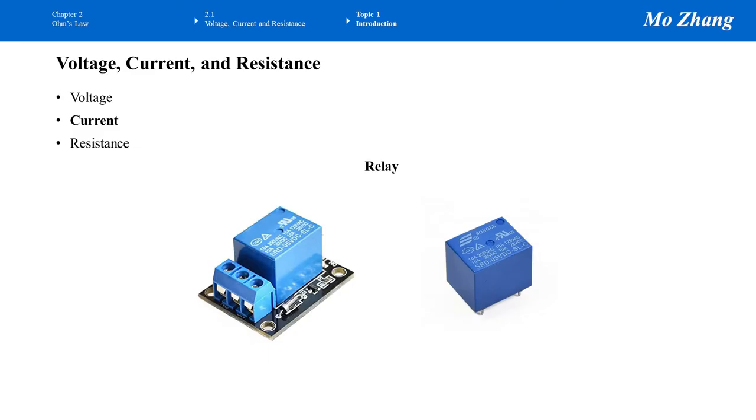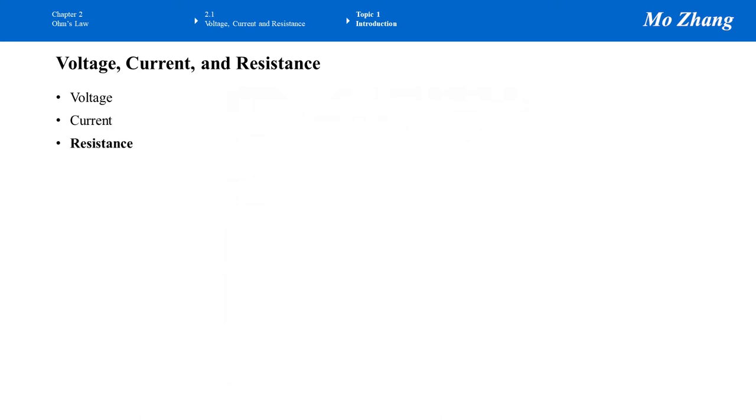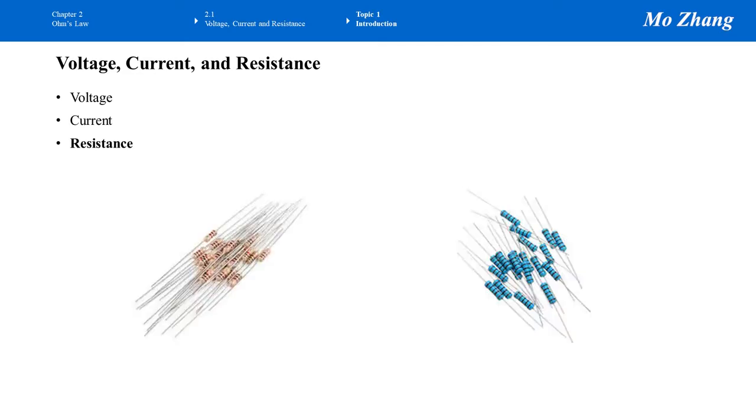If you look at the top of this relay, it shows 10A, 10 amperes, where A is the unit of current, ampere. The last quantity in this list is the resistance. Over here, there are 2 piles of resistors. The resistors to the left are in light brown color, and the resistors to the right are in blue color. They are just different brands.